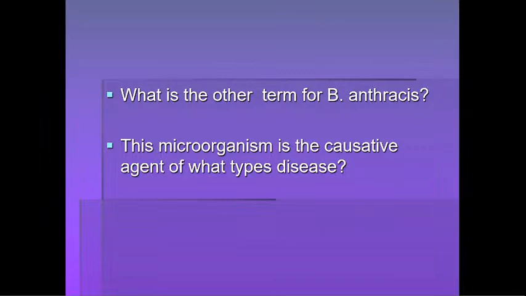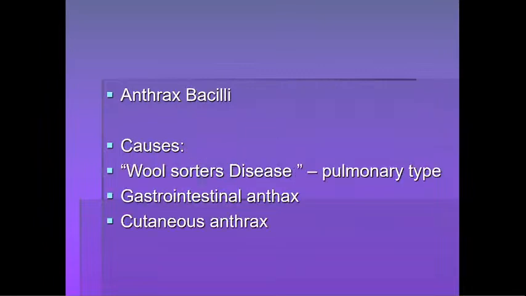Okay, this organism is the causative agent of what types of disease? So you have wool sorters disease, gastrointestinal anthrax, and cutaneous anthrax. All right, wool sorters disease is the pulmonary type of anthrax, but you can get gastrointestinal and cutaneous anthrax.